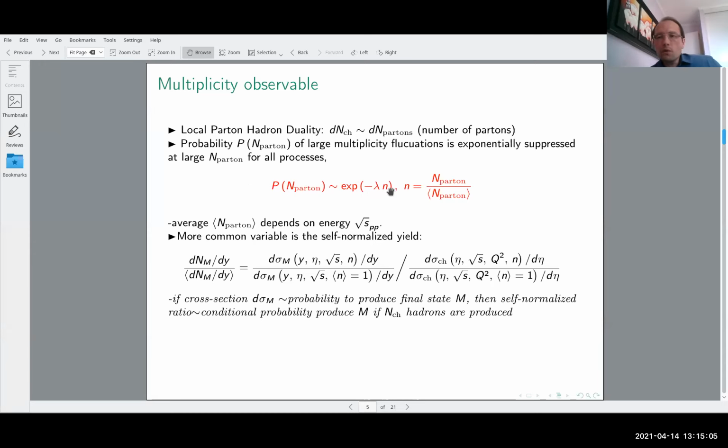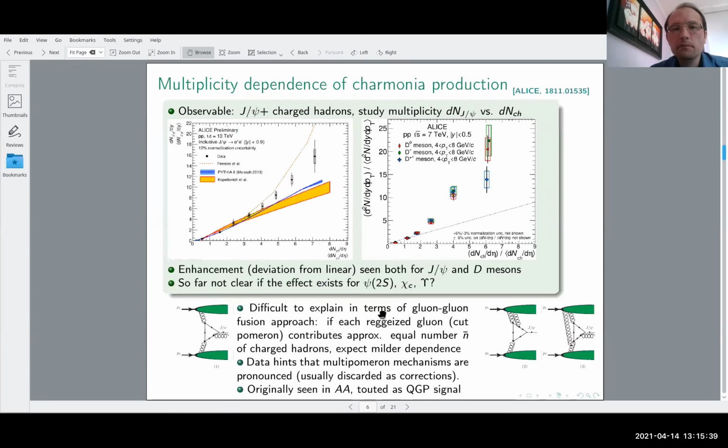For this reason, in order to compare our different processes and understand what's going on at very large energies, it's quite common to consider instead the ratio of two different cross-sections at high multiplicities. Typically, this is done for the ratio of the cross-section with production of a meson to inclusive production of just n charged particles. If we interpret the cross-section theoretically as a probability to produce a given final state, then such self-normalized yields, from a mathematical point of view, can be seen as the conditional probability to produce m in a given multiplicity class.